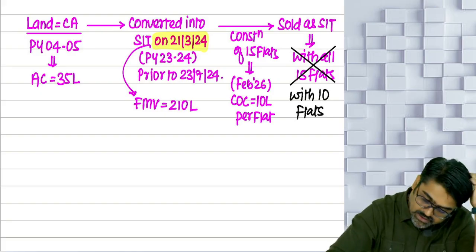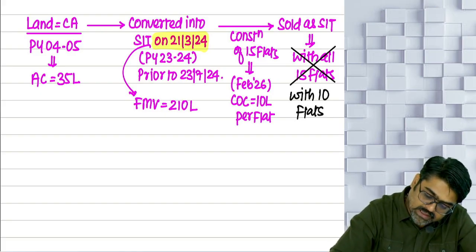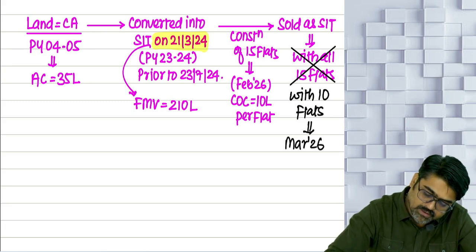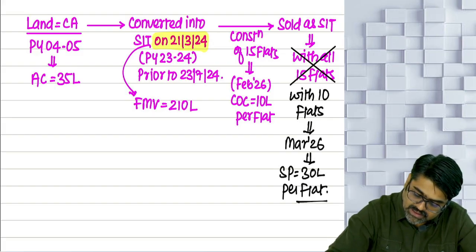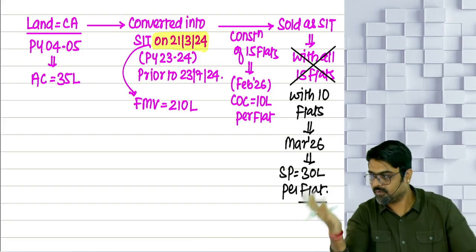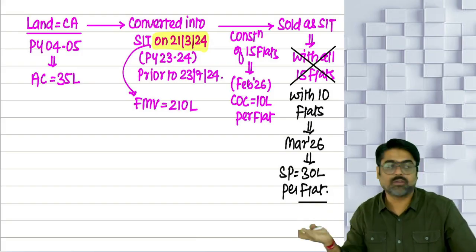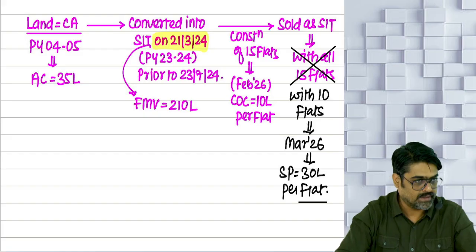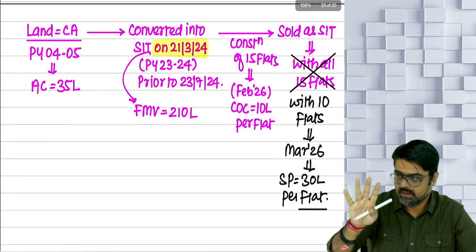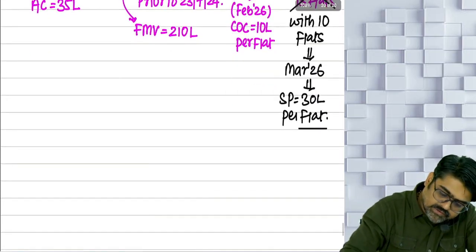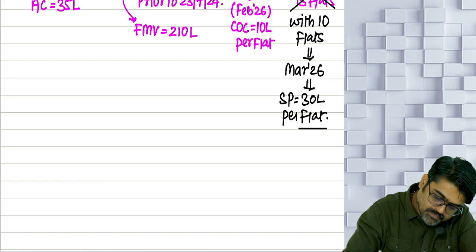Understanding? So here with 10 flats, you are selling it in the month of March 2026, and selling price is equal to 30 lakhs per flat. So now this 30 lakh will not be charged for flat only, it will be charged for the land also, which is going as a part of flat. Getting my point? So this is the entire question. Now tell me, which is the previous year?